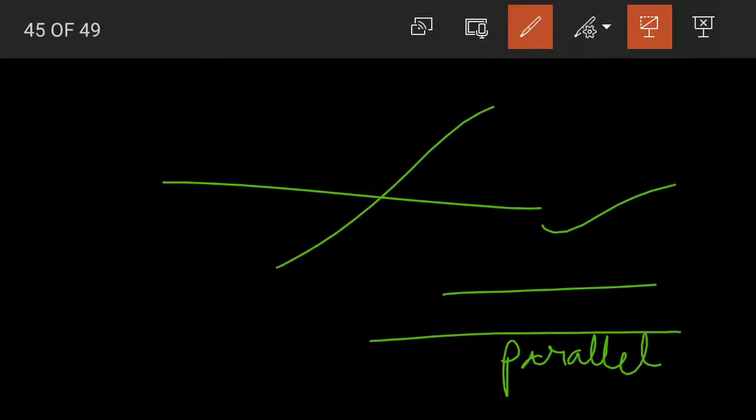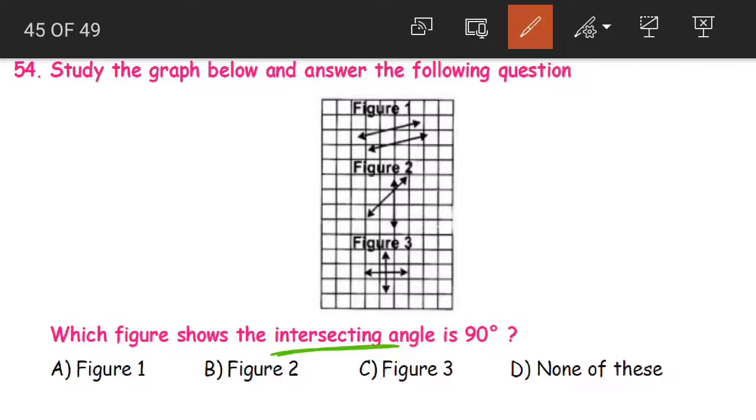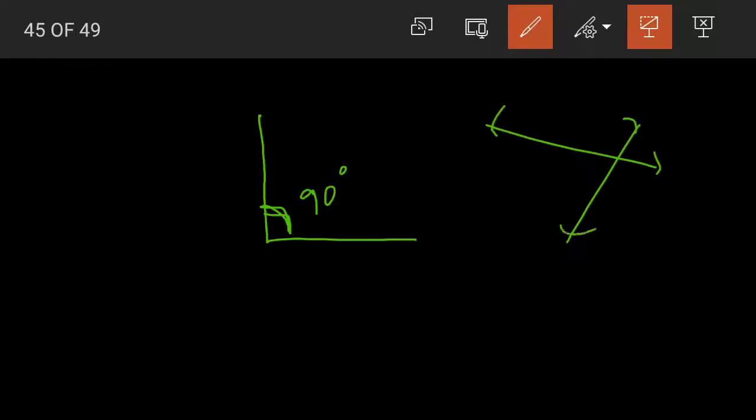P-A-R-A-L-L-E-L. Yes, so we want to find out the intersecting lines first. Figure 1 is not intersecting. Figure 2 and figure 3 are intersecting. But again there is a little question. What is it? The angle should be 90 degrees. When we say the angle is 90 degrees, that means they are in the L shape. When two line segments join in an L shape, then we say that this angle here is 90 degrees.